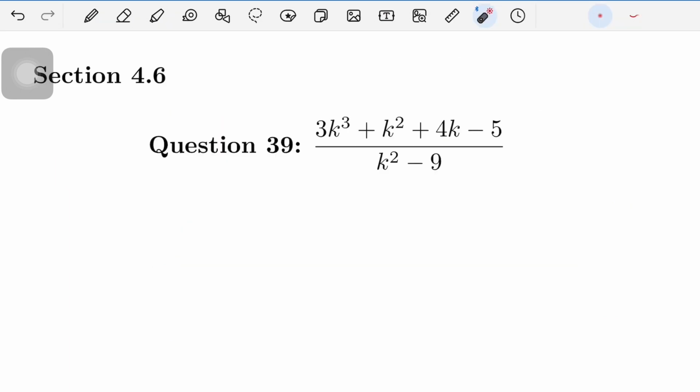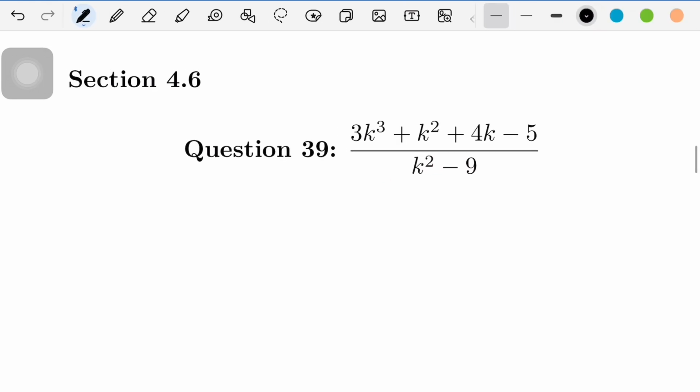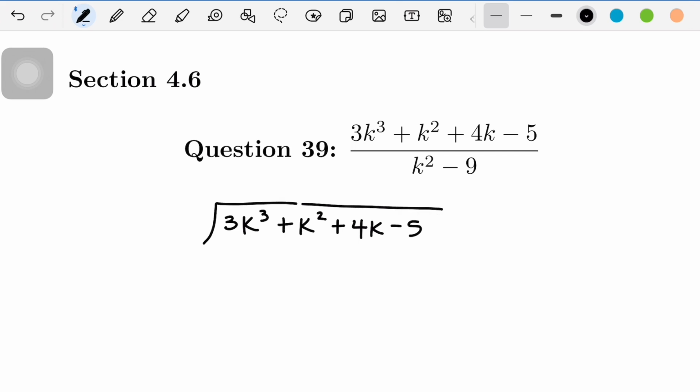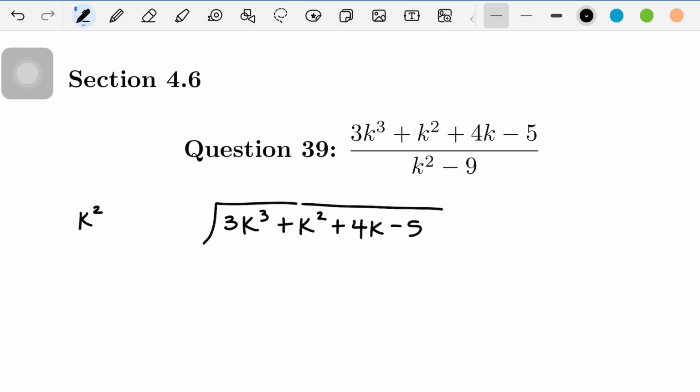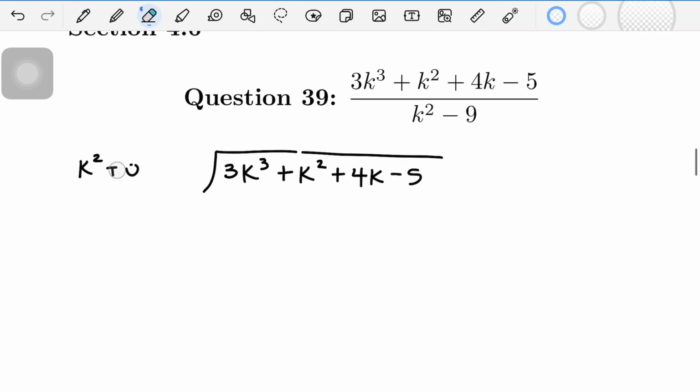Now in this next example here, we're also missing a term, but this time the term is missing from our numerator. We have k squared, but we're missing a k term. So we're going to follow the same procedure here. So we're dividing these guys. And what we're going to do is put a placeholder for this k term here. So we're dividing by k squared plus 0k minus 9. So in this case, this is our placeholder term.